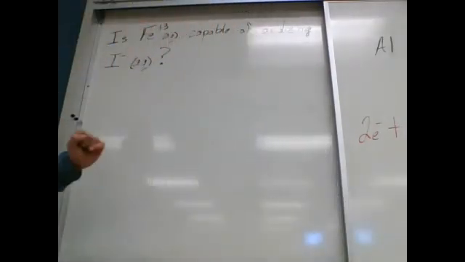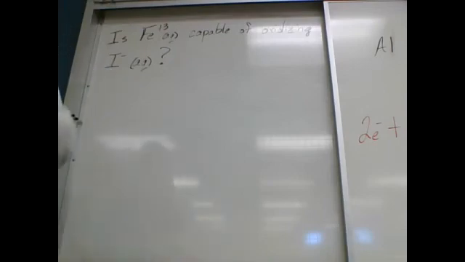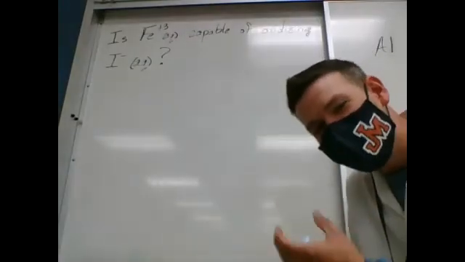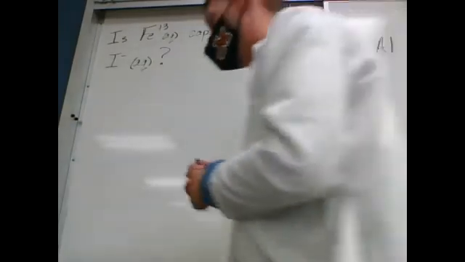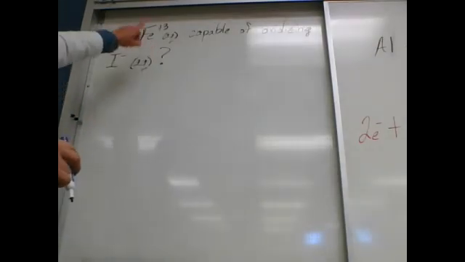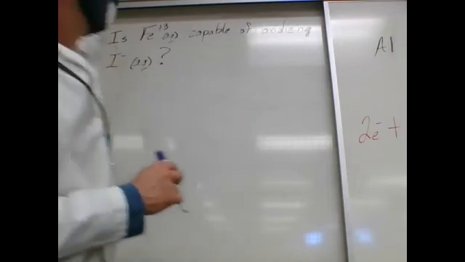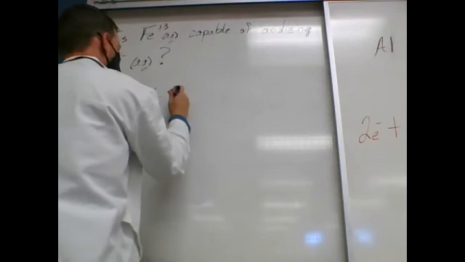Here's the question I want us to answer together. Is iron 3 capable of oxidizing iodide ion? It's all about the words. It's the way that it's worded that your brain has to be able to dissect who's doing what in the half reactions. What I see is that iron is oxidizing iodine. So if iodine is being oxidized, that means that iron must be reduced.